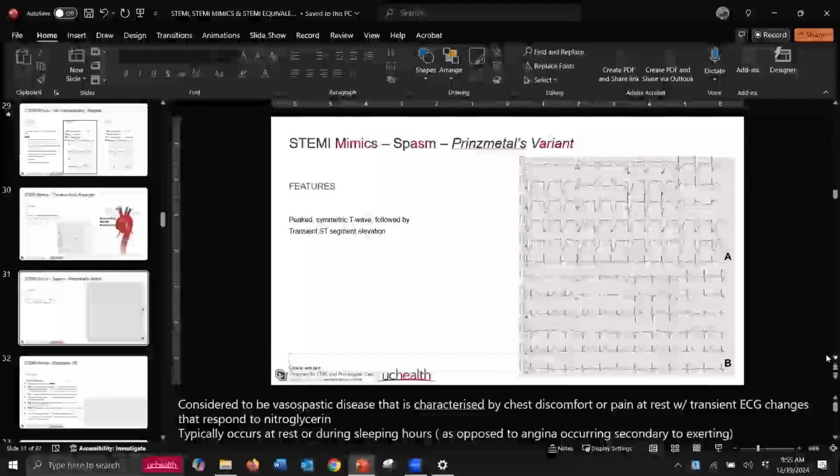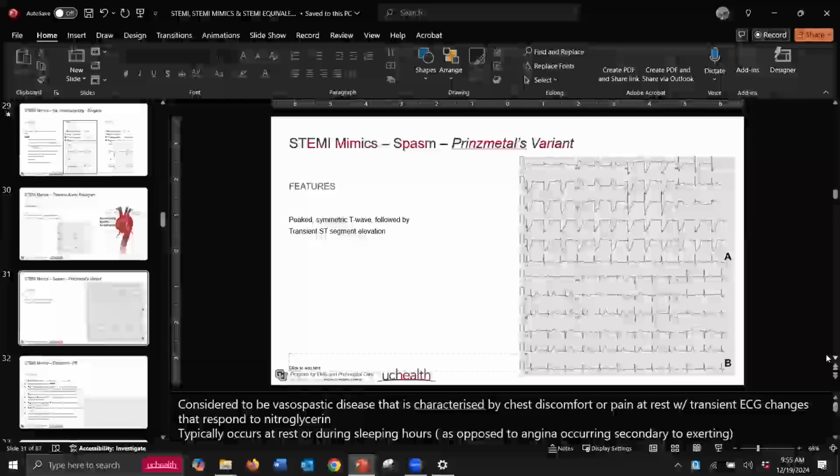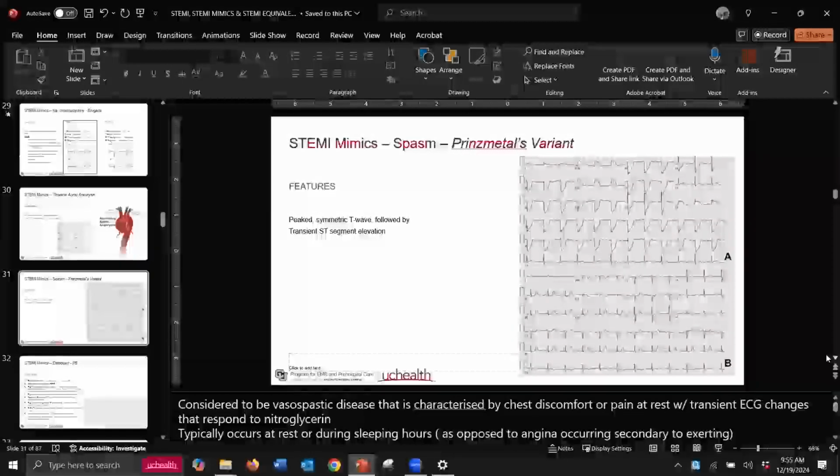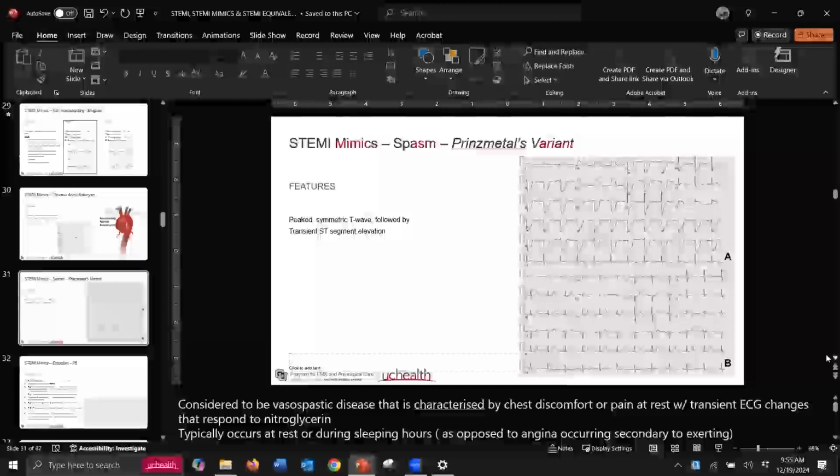Prinzmetal's variant angina. So this is angina to the extreme. It's caused by typically a coronary artery spasm. We may have ST segment changes during the angina that typically go away without the pain.